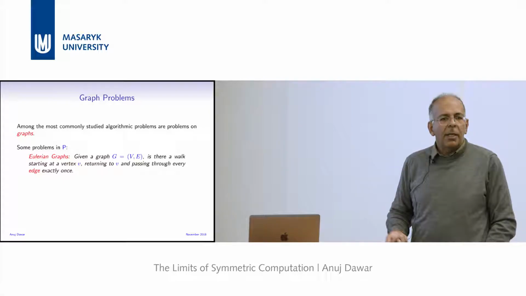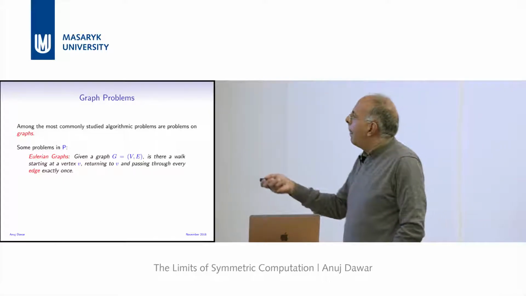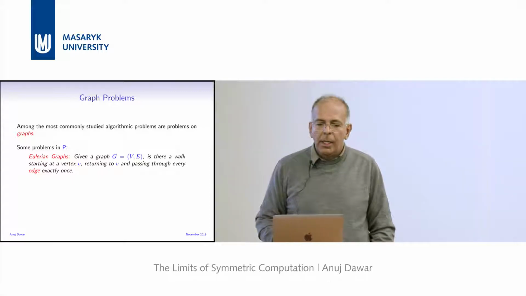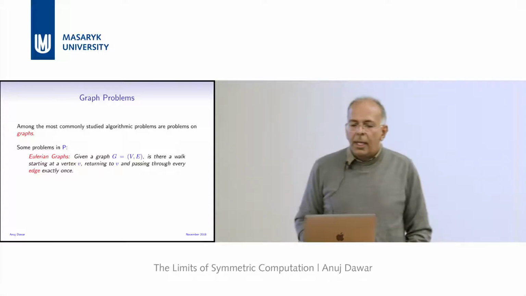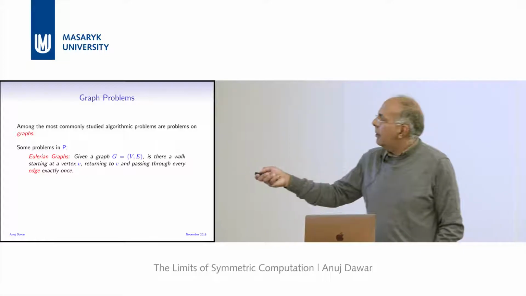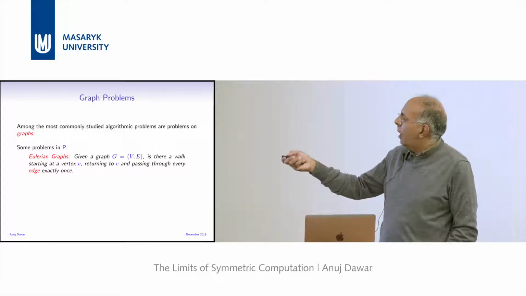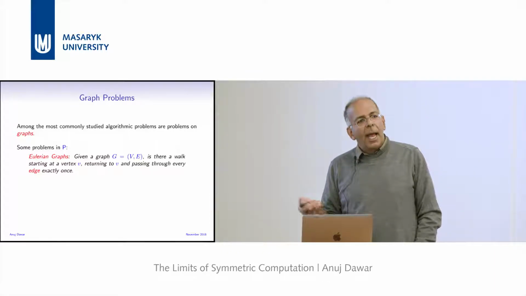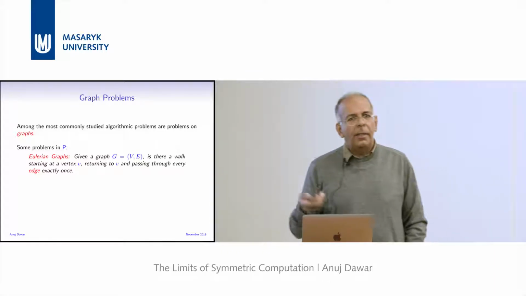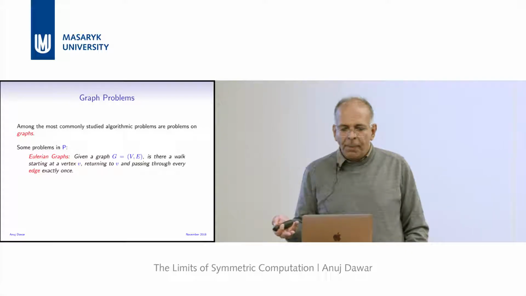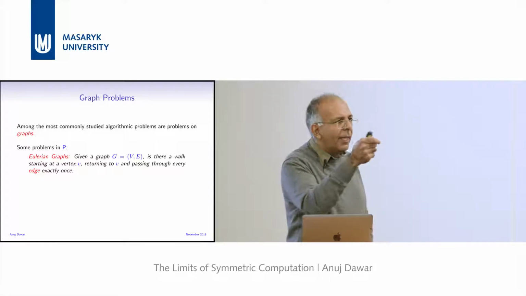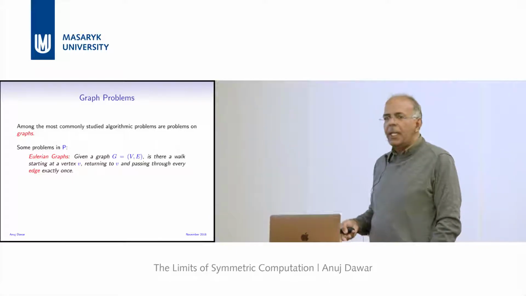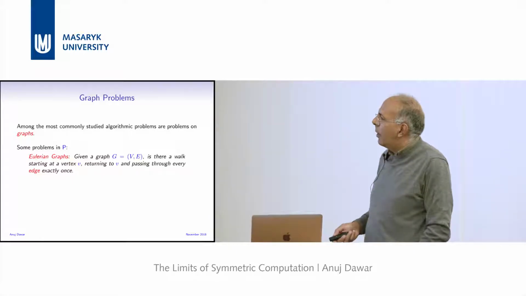Here's an example of a problem in P. The graph is Eulerian if there is a walk starting at some vertex, so you can walk along the edges of the graph and return to the vertex having passed through every edge exactly once. And we know, thanks to Euler, that this is true if and only if every vertex in the graph has an even number of neighbors, and that's a property easily checked, and therefore it's in polynomial time to decide this property of graphs.